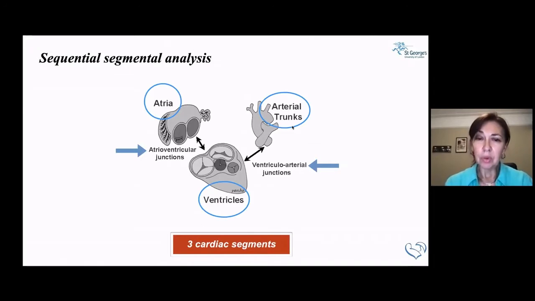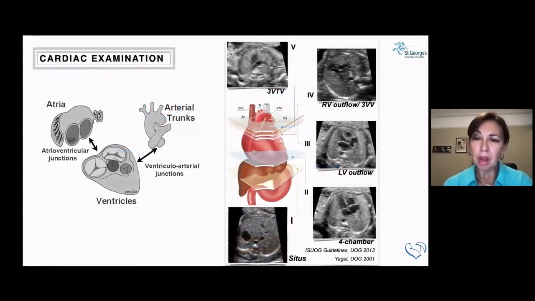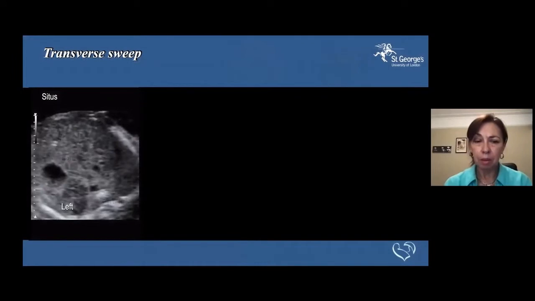These 3 segments are also very similar to what is described in the ISUOG guidelines for cardiac screening. If we think about the situs, 4-chamber, outflow tracts, and 3-vessel trachea view, we are actually looking at the sequential analysis of the heart from the situs or the atrial position, the ventricles, and the arterial trunks. So everyone here who is used to doing obstetric screening should be very familiar with putting together the 3 segments of the heart.